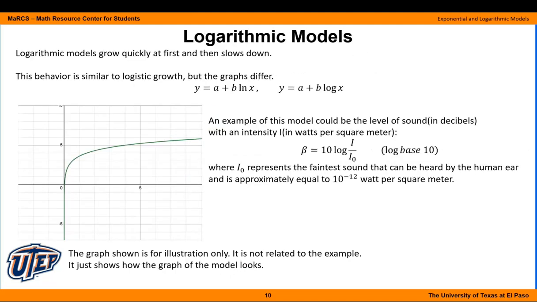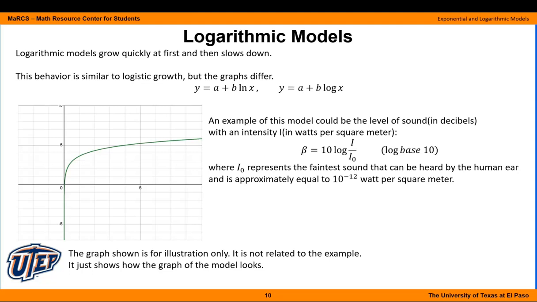The final type of model we'll discuss is a logarithmic model. Logarithmic models grow quickly at first and then gradually slow down. Although this behavior resembles logistic growth, the shape of the graph is different because logarithmic functions do not level off at a fixed maximum value.